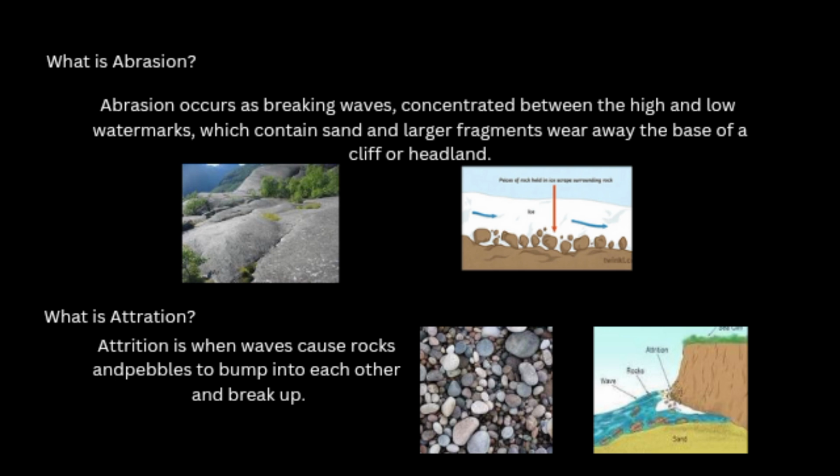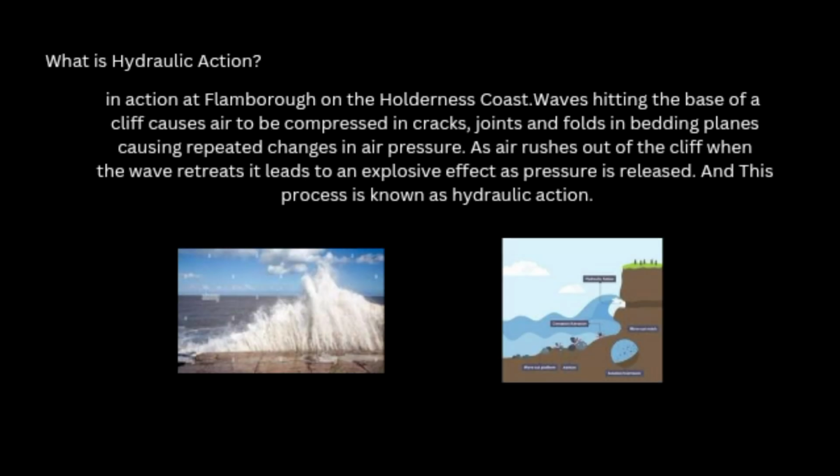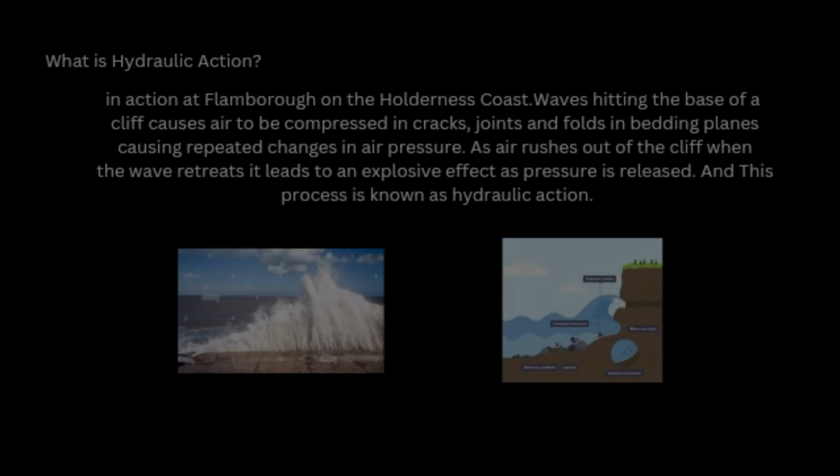Abrasion occurs as breaking waves, concentrated between the high and low water marks, which contain sand and larger fragments, wear away the base of a cliff or headland. And the next one is hydraulic action. In Flamborough and Holderness, waves hitting the base of a cliff cause air to be compressed in cracks, joints, and faults in bedding planes, causing repeated changes in air pressure. As air rushes off the cliff when the waves retreat, it leads to an explosive effect as pressure is released. This process is known as hydraulic action.